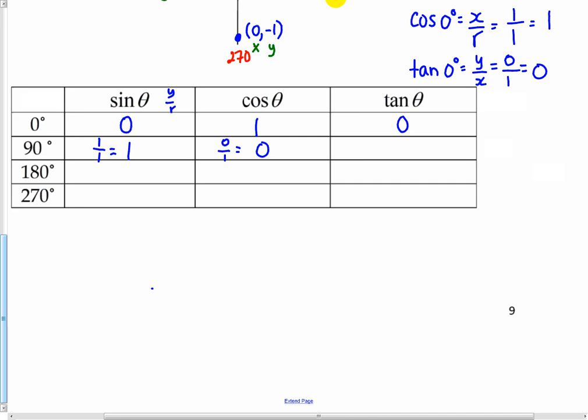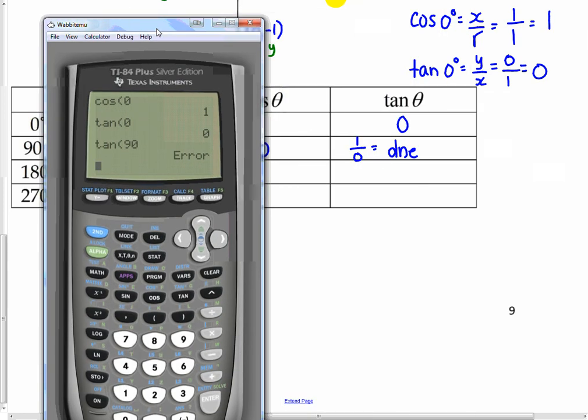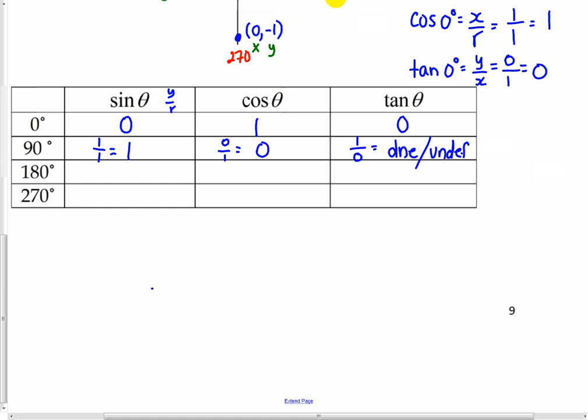Now here's a fun one. Tan at 90 degrees, if we're doing y over x, what's our y value? 1. What's our x value? 0. Can you divide by 0? No. So we say does not exist. So type in tan of 90 degrees and see what your calculator tells you. It says domain error. It's undefined. Another word is undefined. It does not exist.